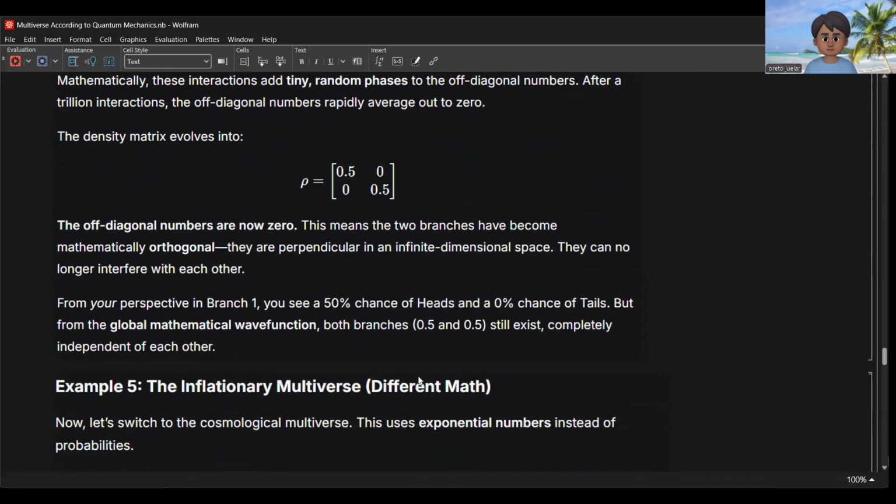So from your perspective, in branch one, you see a 50% chance of heads and a 0% chance of tails. But from the global mathematical wave function, both branches, 0.5 and 0.5, still exist, completely independent of each other.